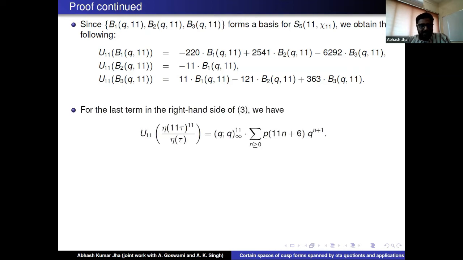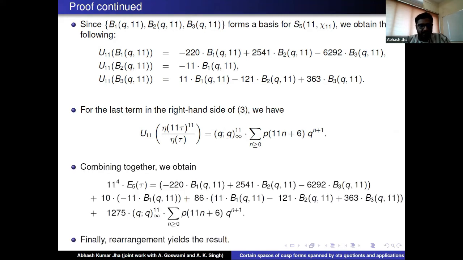Next, here one has to do something, but this is a routine calculation. You just pick this coefficient on both sides, and you'll see that U11 of this is given by P11(n) plus 6 Q2 to the power n plus 1 multiplied by this eta(tau) to the power 11. This is basically eta(tau). Now if you put everything together, you'll get the witness identity which we have stated. So that is the idea.